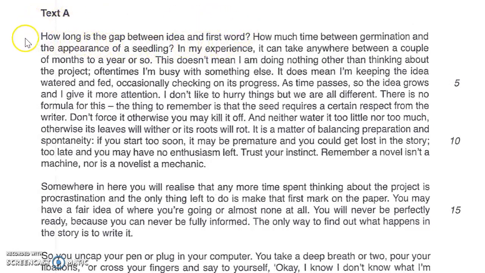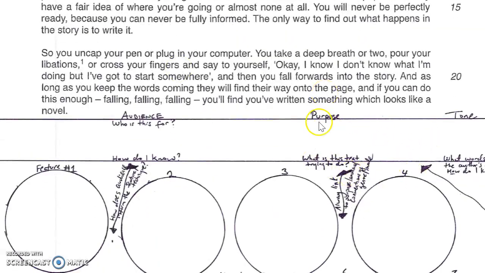Feature number 2 is, when you kind of open up with these 2 questions, how long is the gap between first idea and word? How much time between germination and appearance of a seedling? I see those and I think it's a rhetorical question. So I'm drawing my reader in, but I'm also addressing the insecurities, perhaps the anxieties that my audience, would-be writers, are feeling. If you're buying a book called Writing the Novel, or Help Me Write a Novel, you might be feeling these sort of anxieties, and so the author is addressing them directly and bringing you into the conversation with these rhetorical questions later to allay your fears, to reassure you that it's going to be fine if you persevere. Right, so reassurance and perseverance is part of the purpose of this text. So that's point number 2.